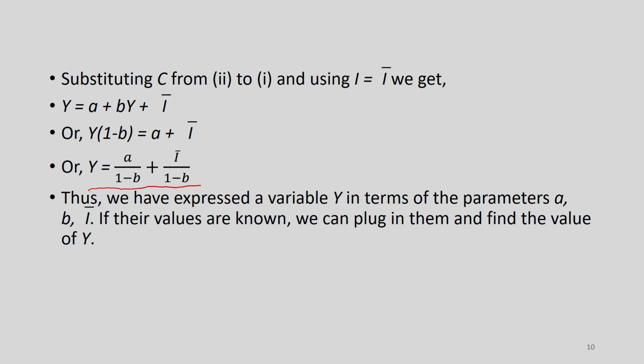Thus, we have expressed a variable y in terms of the parameters small a, small b and I bar. If these values are known, we can plug them in and find the value of y, right. If the values of the parameters are known to us, then we can just put them on the right hand side here and that will give me the value of the variable, which is y. So, that is how you can see that the parameters and the variables are related. If this equation is derived, that y is equal to a divided by 1 minus b plus I bar divided by 1 minus b.